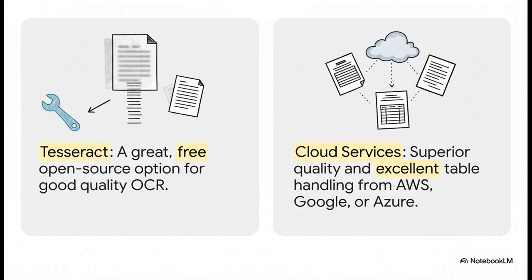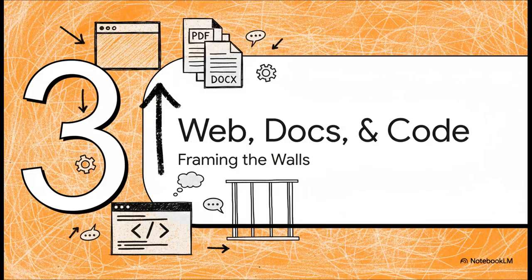And what about those scanned documents we were talking about? That's where OCR becomes your best friend. The go-to open-source option is Tesseract. It's free, and honestly, the quality is surprisingly good. But if you need the absolute best performance, especially for tricky tables and forms, the cloud services from AWS, Google, and Azure are just in a different league. You get what you pay for, and the quality is definitely superior. Okay, so we've laid our PDF foundation.